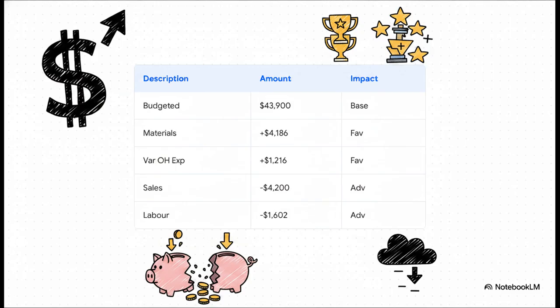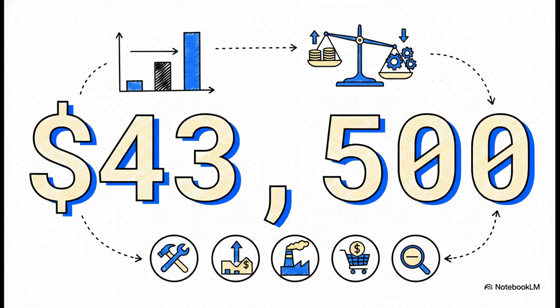We start with a base budgeted contribution of $43,900. Next, we stack up our wins. Combined material variances gave us a positive $4,186, and efficient variable overhead spending added $1,216. Then, unfortunately, we have to drain our losses. Selling at lower prices and volumes cost us $4,200, and poor labor rate and efficiency drained another $1,602. And if we do the math, taking that base and adding and subtracting those variances, we land precisely on $43,500. It perfectly reconciles. The difference between our expected $43,900 and our actual $43,500 wasn't just some mysterious missing money.